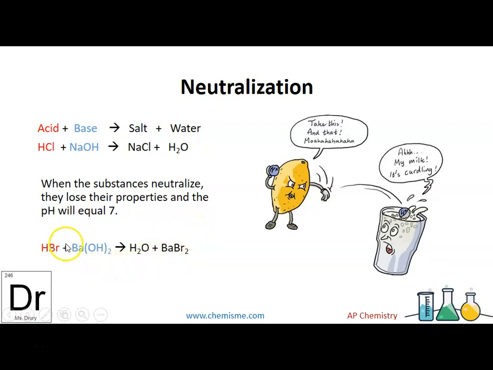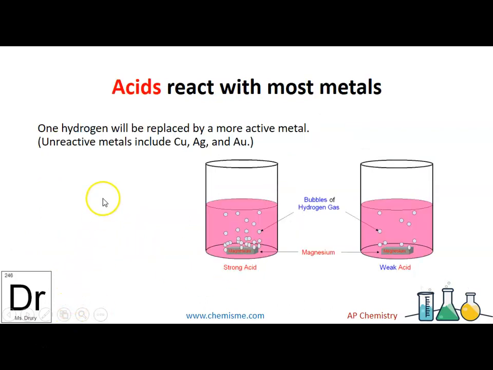Now you might say, this doesn't make sense to me. All you would need to do to make this make more sense is to put a 2 in front of HBr, because for every 2 hydrogens there needs to be neutralizing with 2 hydroxides, and that would balance the equation. So what I would recommend doing is writing your equation out and balancing it at the end.